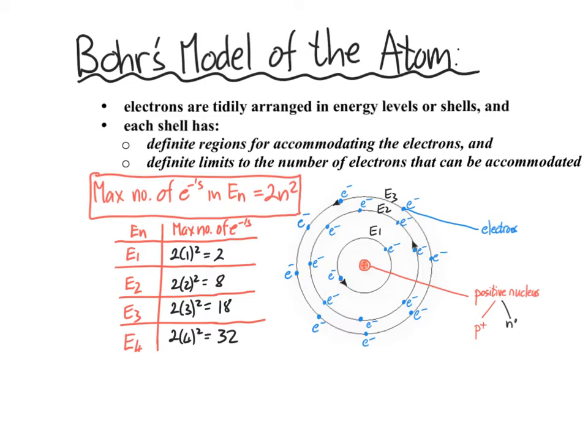So for instance, in energy level 1, the primary quantum number is n equals 1. 2 times 1 squared is 2. Energy level 2, 2 times 2 squared is 2 times 4, which is 8. In energy level 3, 18. In energy level 4, 32.